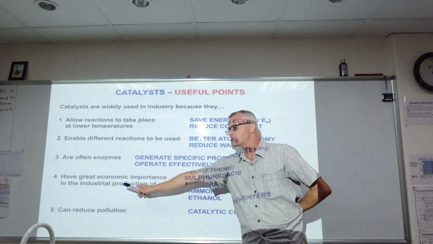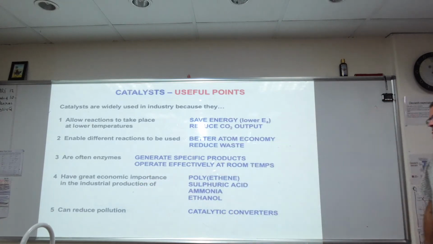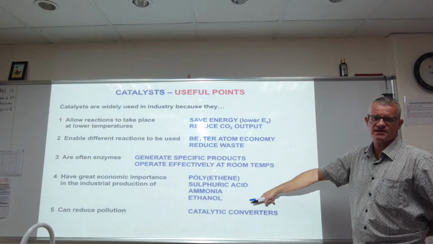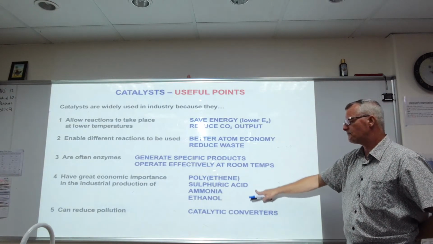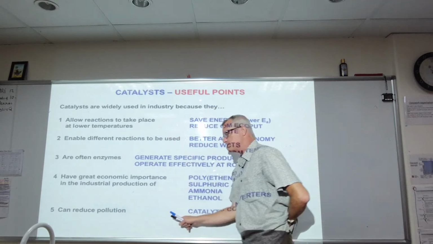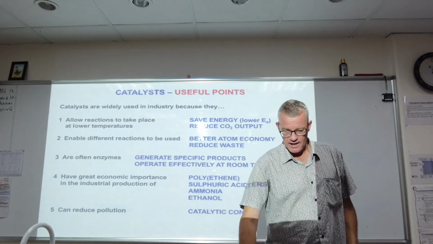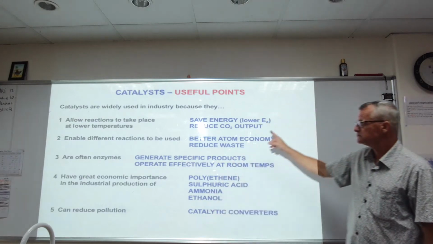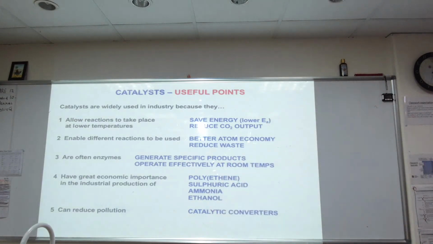They have a huge economic importance in the industrial production of polyethylene, sulfuric acid, ammonia, and ethanol. And these products are widely used in other products. These are like basic products. And it can reduce pollution because you use less heat, okay? And you can keep on reusing the catalyst, okay? Make a note of that, and then we continue. All right.